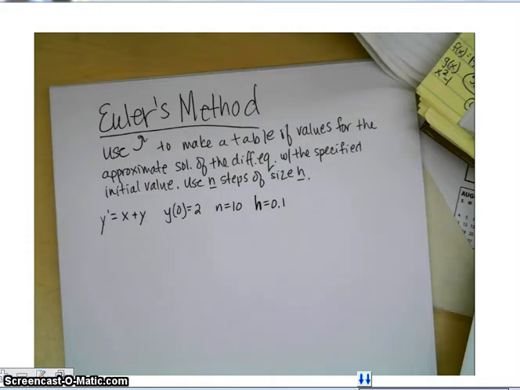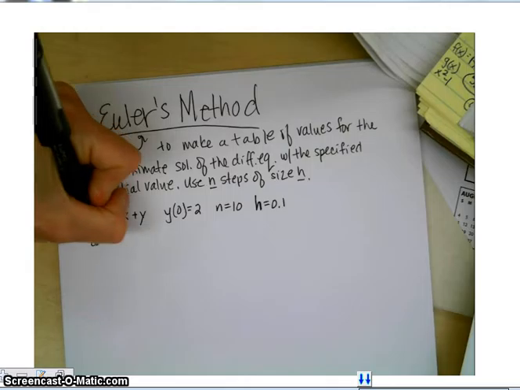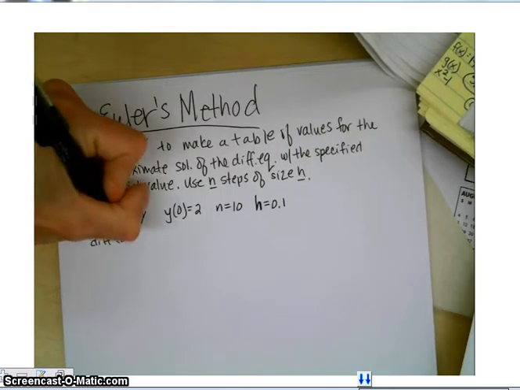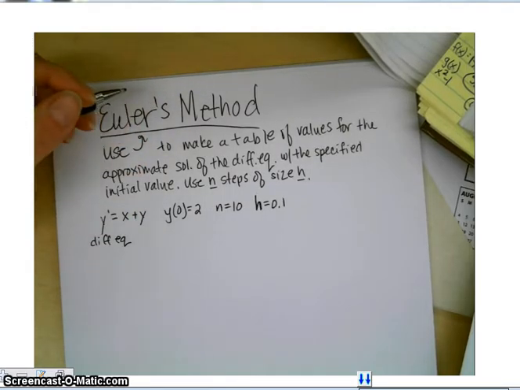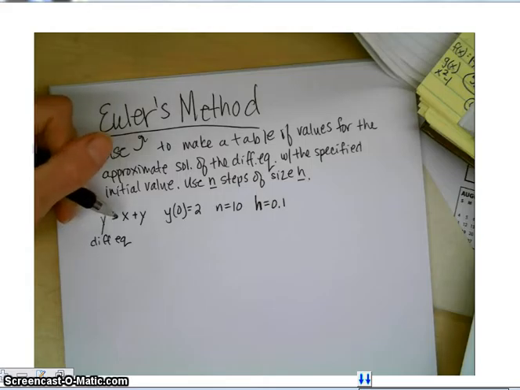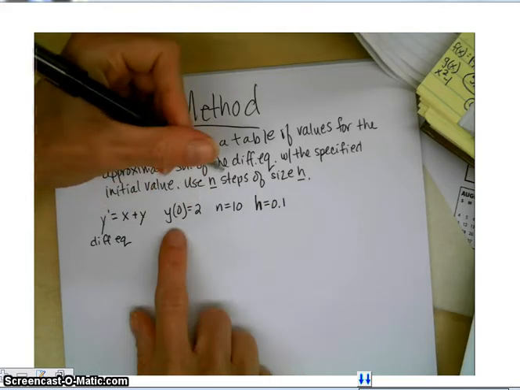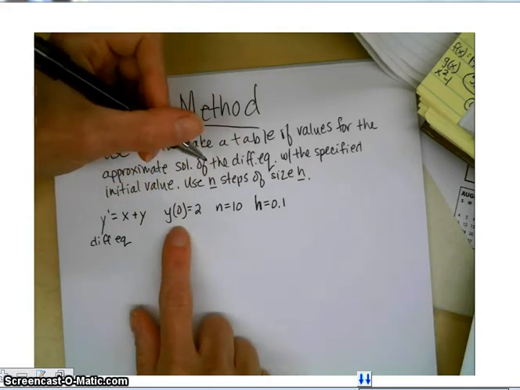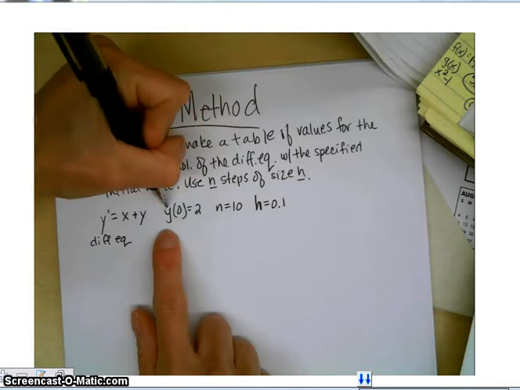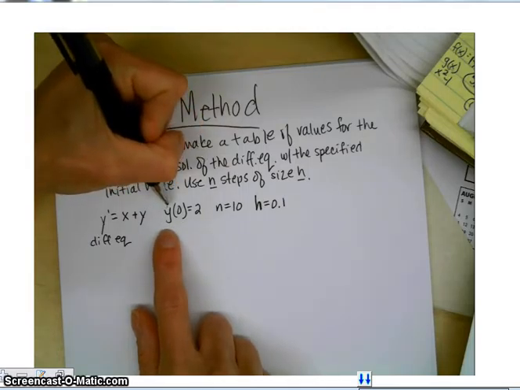Okay, so here's what we have. We have our differential equation, and we want to solve it, okay? But instead of solving it in general, like taking the antiderivative, we just want to find y. Oh, they don't even tell us to solve it. They just say make a table. Okay, so this is actually pointless.